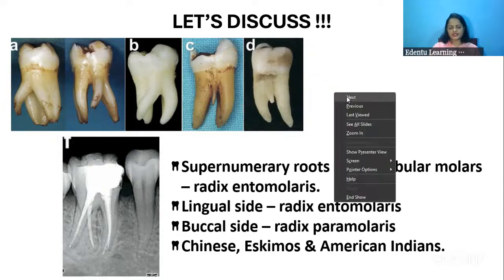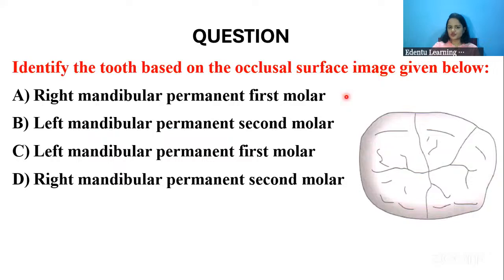Now, moving on to the next question. Identify the tooth based on the occlusal surface image given below. Which tooth is this occlusal surface of? Is it the right mandibular permanent first molar, the left mandibular permanent second molar, the left mandibular permanent first molar, or the right mandibular permanent second molar?